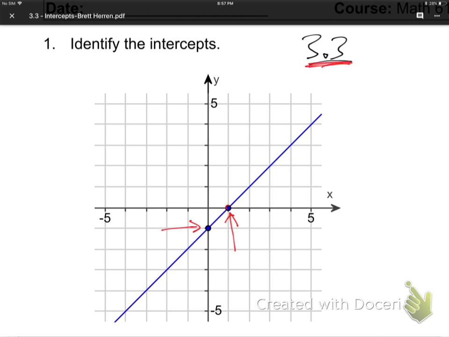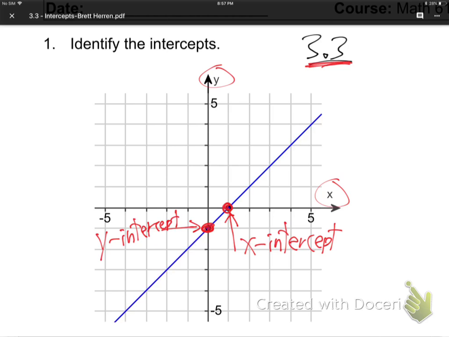Specifically, this one is the x-intercept because it's where your graph hits the x-axis. And this other one is the y-intercept because it's where your graph hits the y-axis.